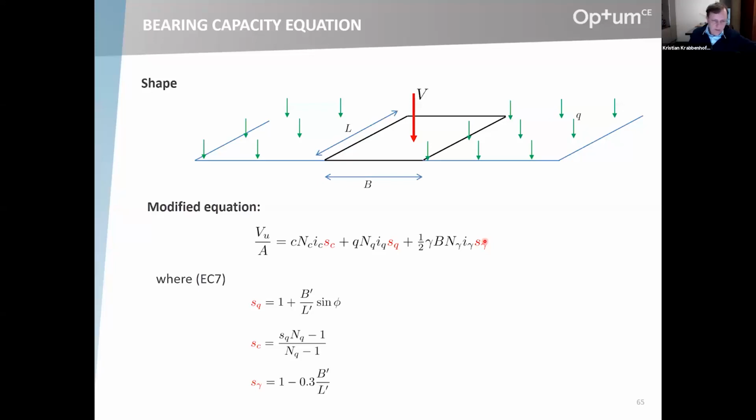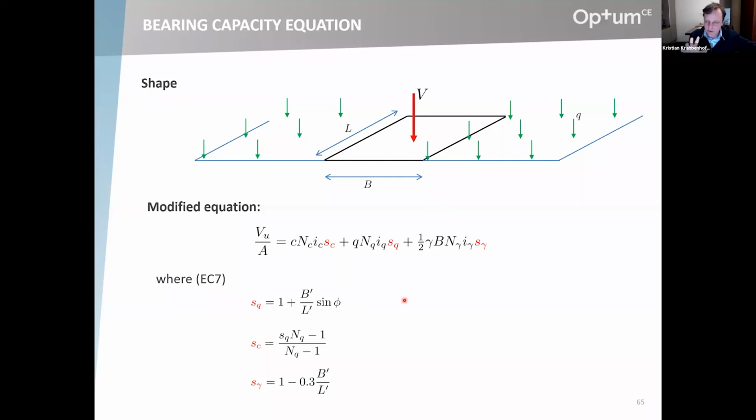Okay, so final thing, shape. That again is handled in a similar way as inclination, by basically multiplying on shape factors, SC, SQ and S gamma, onto the three terms. The shape factors suggested by Eurocode 7 are listed here. And so again, it's pretty simple to apply this.